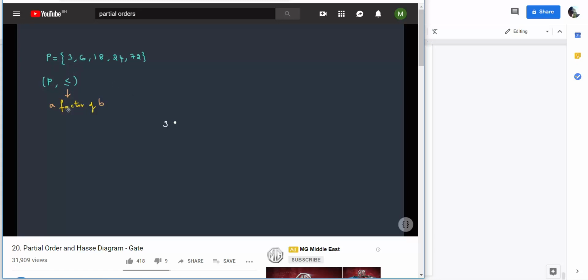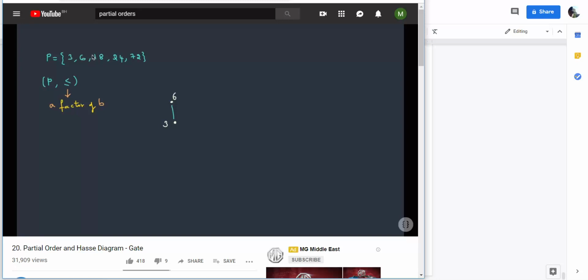Now let's compare. Here the relation is factor. Is 3 a factor of 6? Yes, it is. So 6 has to be in the second level. Because the relation is there, we draw a line. Since the element 6 has satisfied the relation with 3, now we can make 6 the base element for further comparison. So let's take 6.